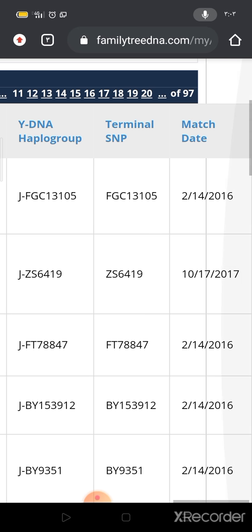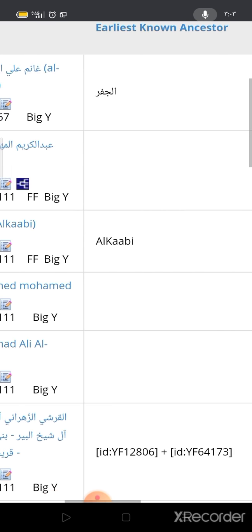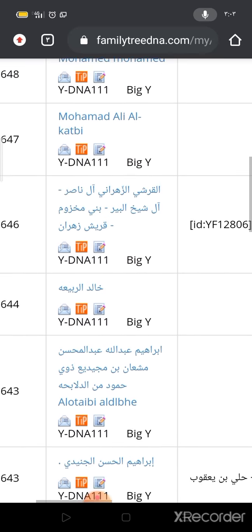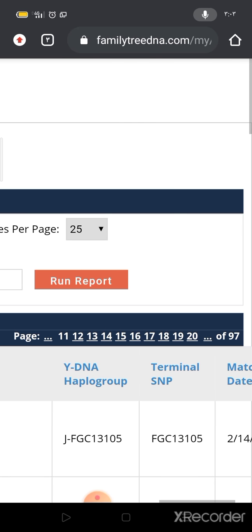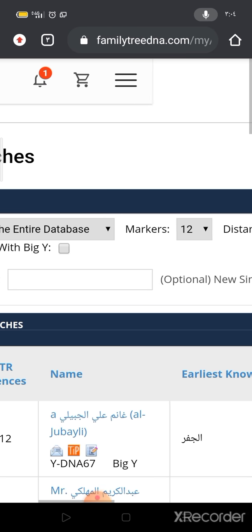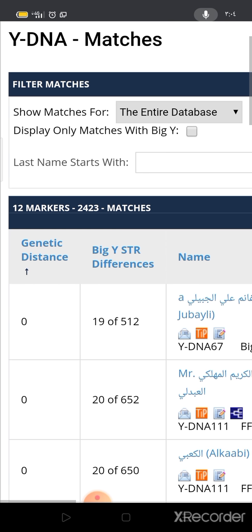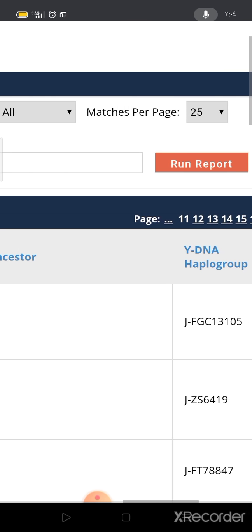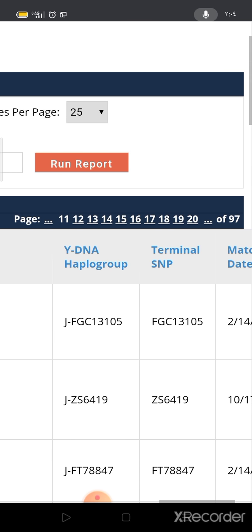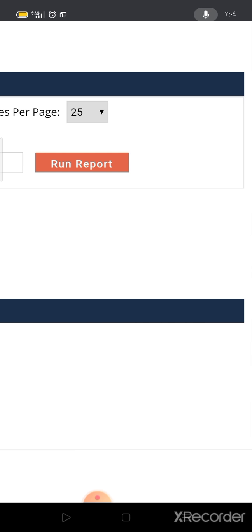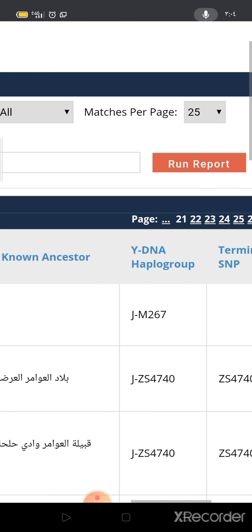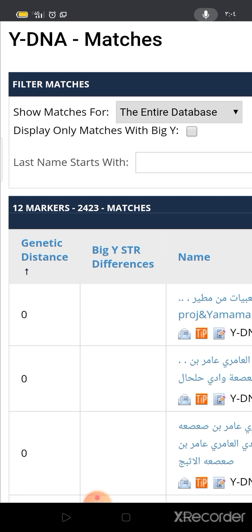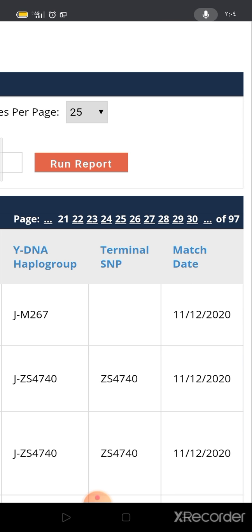Yeah, the page is about 97 pages for Arab people. Okay, so this is the idea of this marker. See, here there is the genetic distance 0 on page number 11. The page number 21, you see, still 0. All of these people, they are a complete match between me and them.